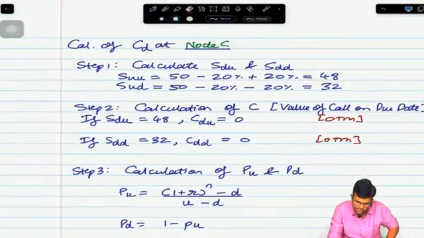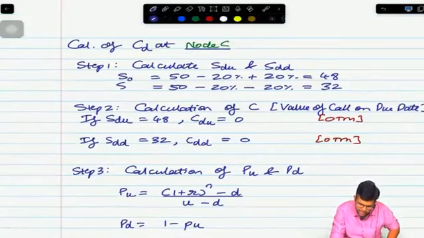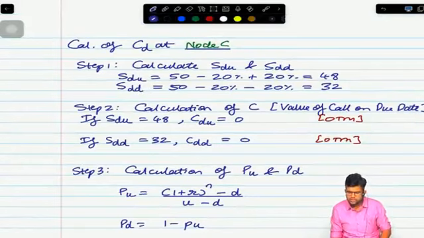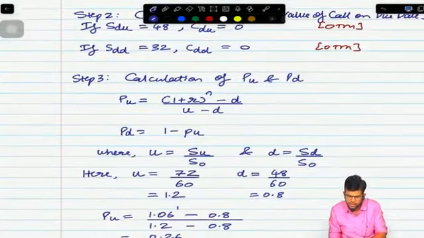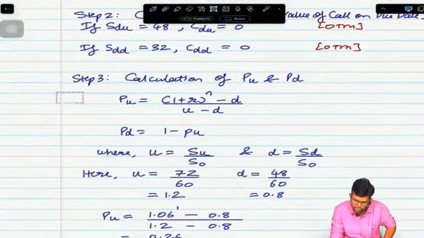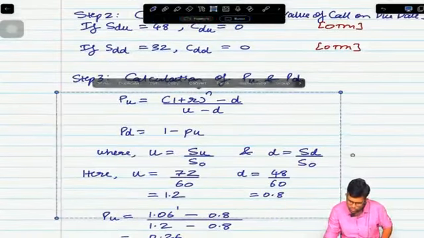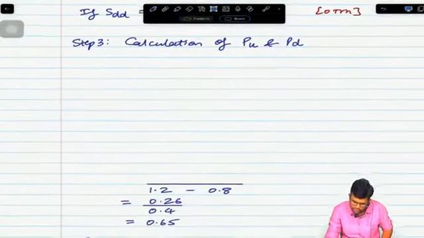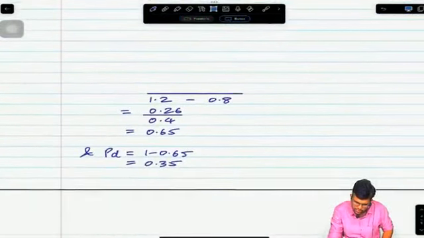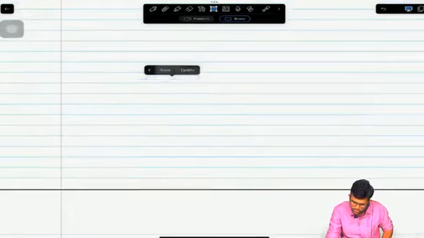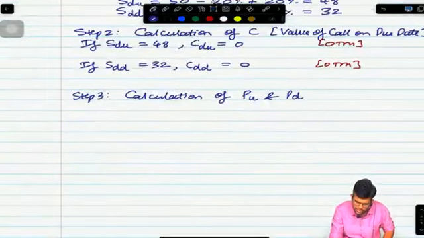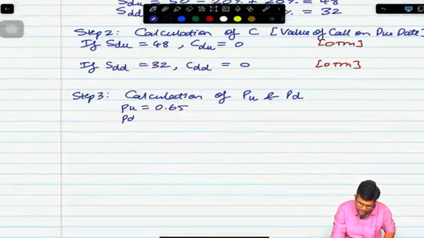Yes. In step 1, this will be SDU and SDD. Thank you. Okay. Now, calculation of PU and PD. No, we are not going to do that, because it will be the same. So I'll just write here PU equal to 0.65, PD equal to 0.35.